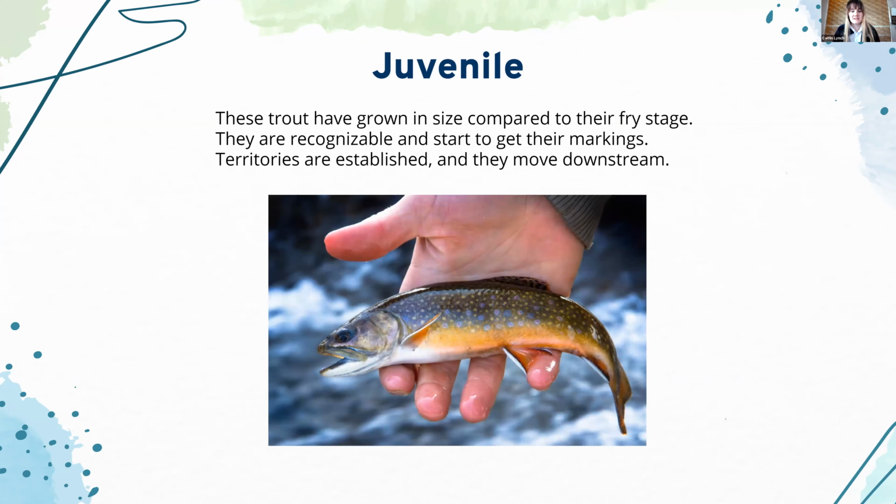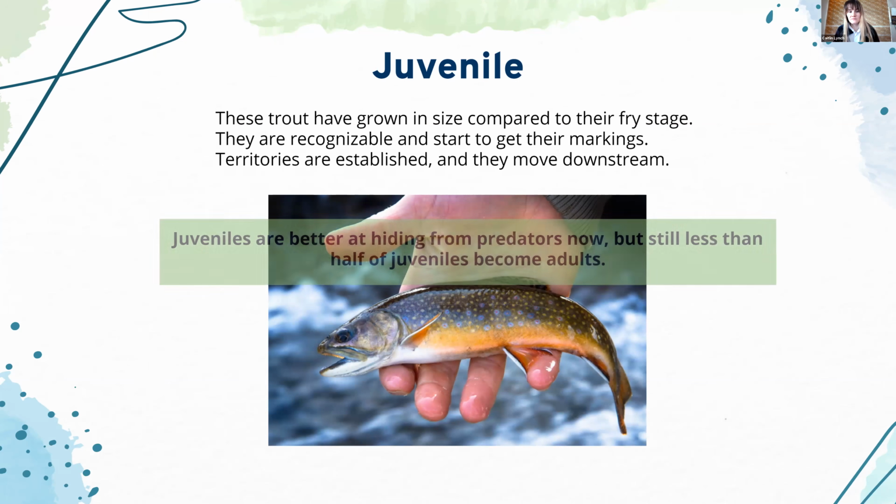And this is about the size of our juvenile. So this is not a rainbow trout. This is, I think, a brown trout or something. But these guys are a little bit bigger than our fry. And like I said, they're starting to get normal markings and everything like that. And juveniles are going to be better at hiding, but still less than half of juveniles actually end up becoming adults.